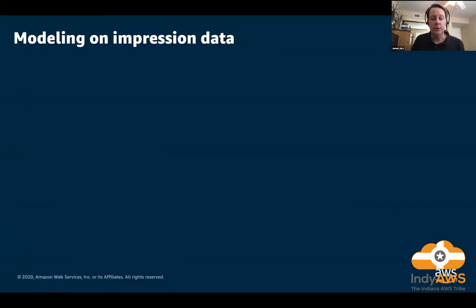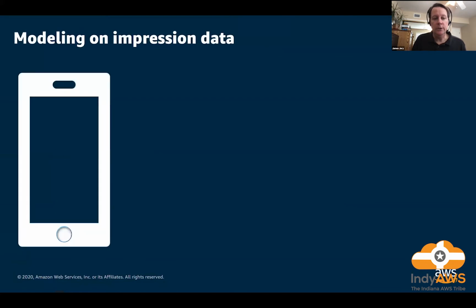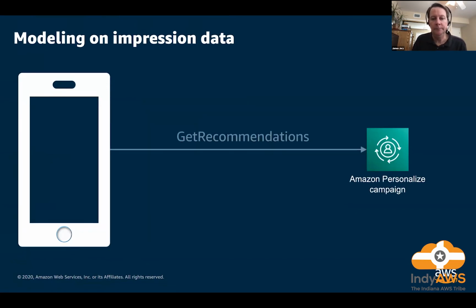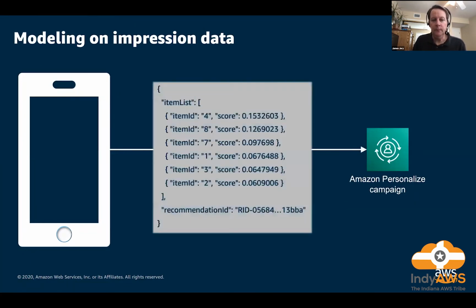So looking a little closer at a few of those features, modeling on impression data. This is going through the scenarios. Let's say we have a mobile app on the left, and I have a Personalize model trained and deployed as a campaign on the right, which is that inference endpoint we saw earlier. The API call to get recommendations out of Personalize is the Get Recommendations API. And what's returned from Personalize is an item list that includes an item ID for each entry in the array, as well as a score.